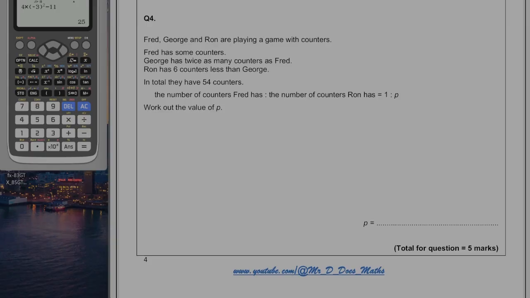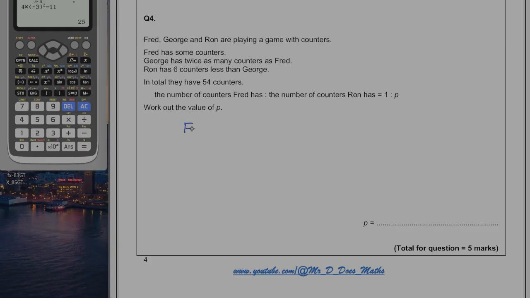Question 4. Fred, George and Ron are playing a game with counters. Fred has some counters. George has twice as many counters as Fred. Ron has 6 counters less than George. In total, they have 54 counters. The number of counters Fred has to the number of counters Ron has is 1 to P. Work out the value of P.